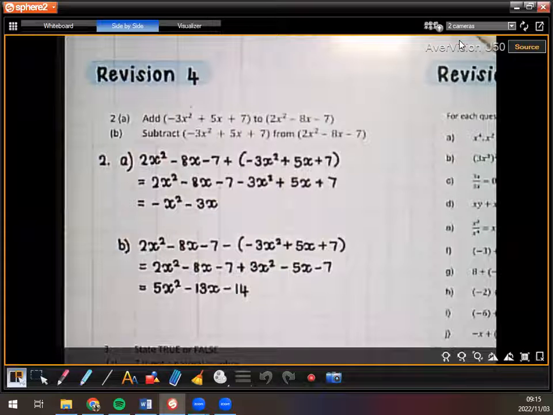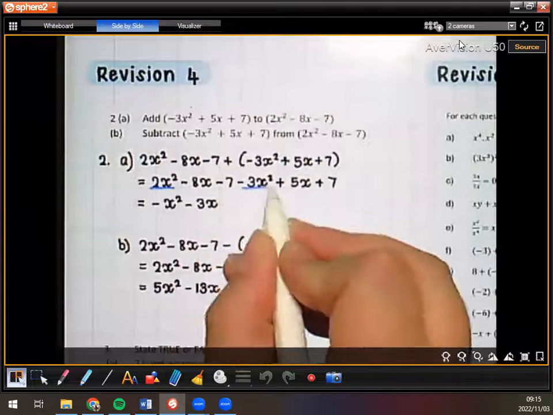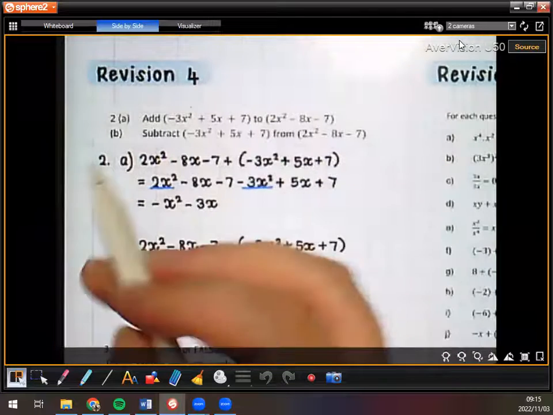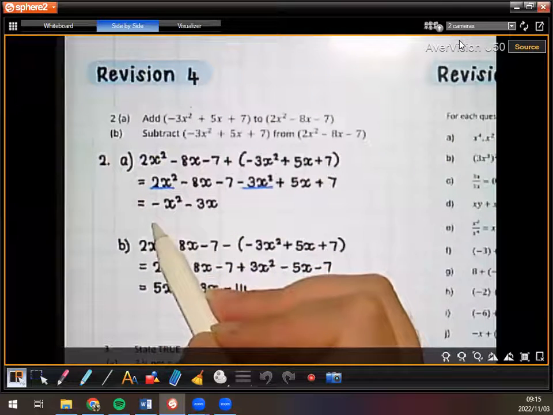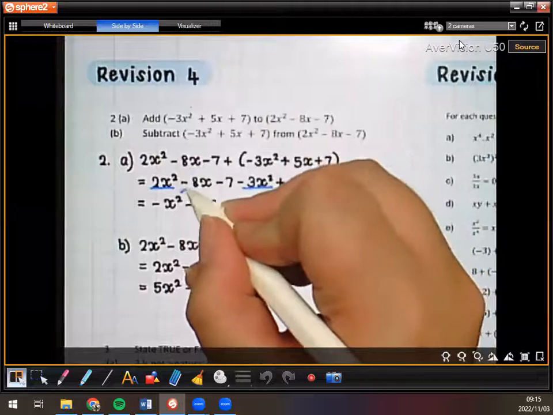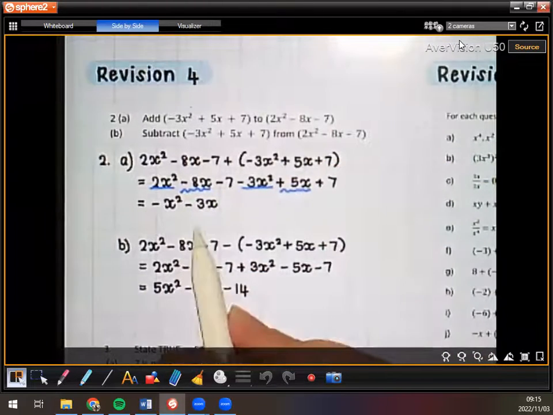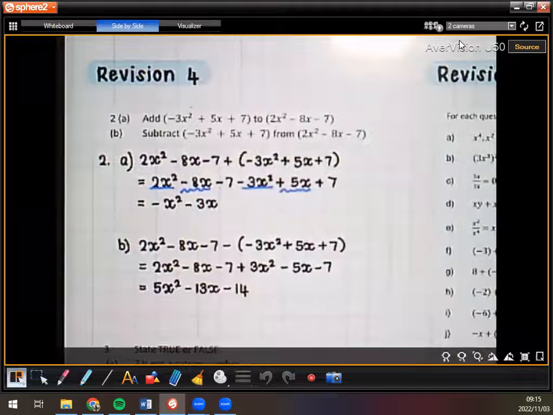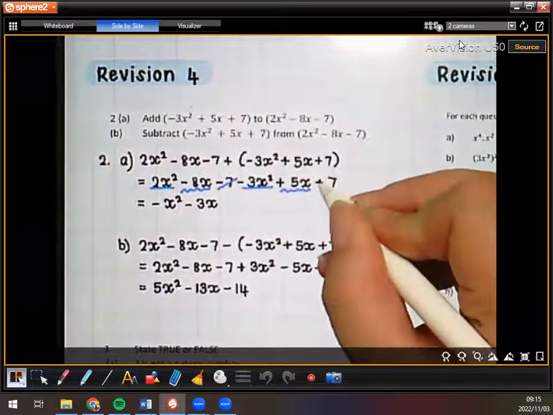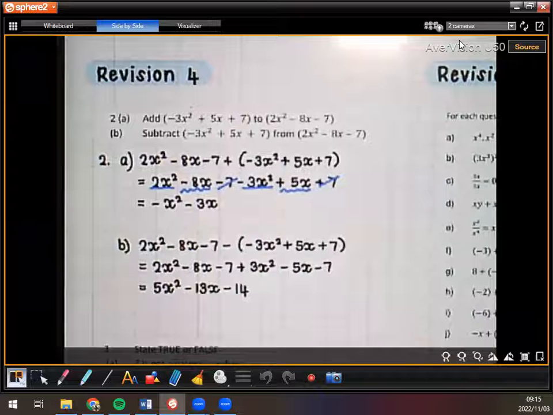You have to look for your like terms, right? So 2x squared minus 3x squared. That's negative x squared, right? And negative 8x plus 5x. Do we agree that that's negative 3x? And then if we're looking at our constant terms, negative 7 plus 7, what's that? 0. Right, so that's why we don't have a number in our answer.